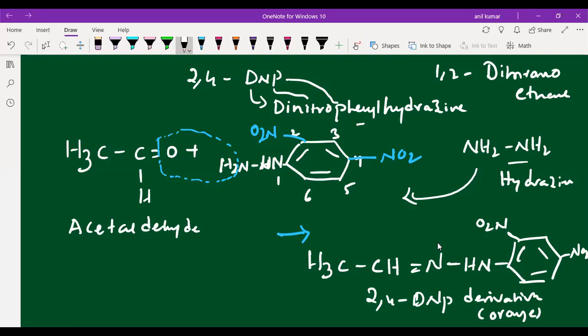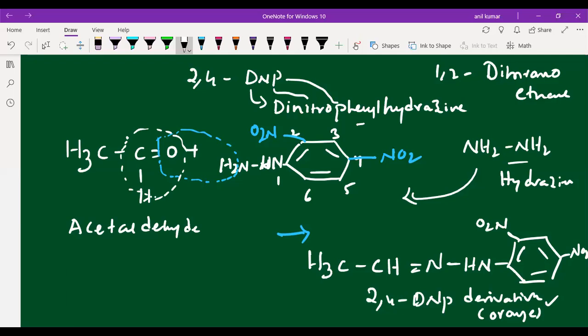Acetaldehyde is having which group, students? Aldehyde group. This aldehyde group will participate. It will react with the 2,4-DNP and we are going to get an orange color derivative, the 2,4-DNP derivative.